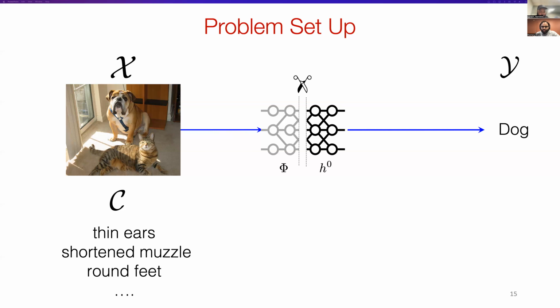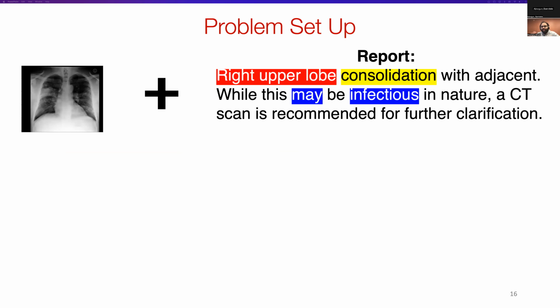And also, we assume that the black box can be divided into two halves. One is the feature extractor, and the other is the classifier. The feature extractor can be thought of as all the convolution layers, and the classifier can be thought of as the final classification head.